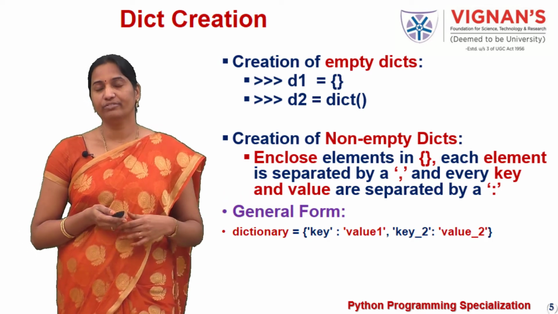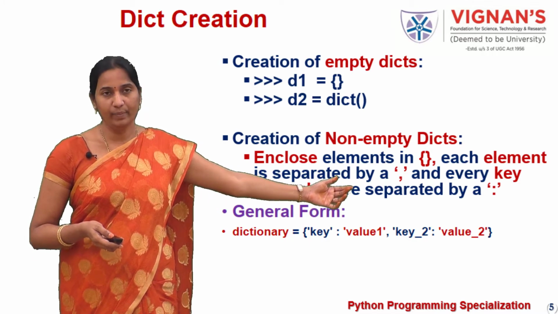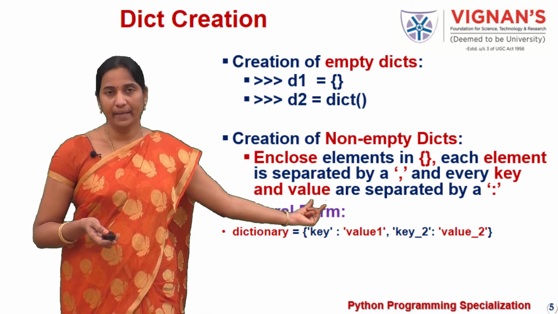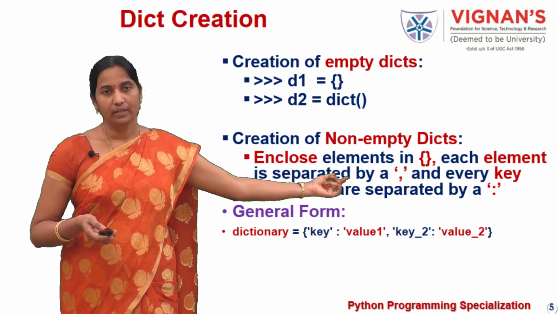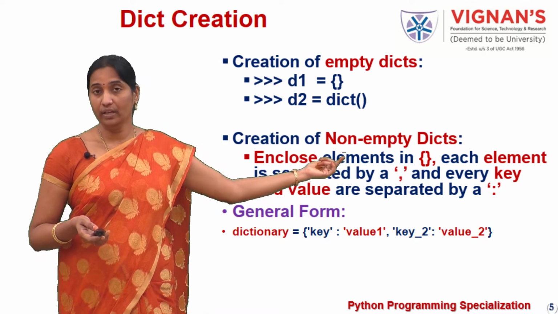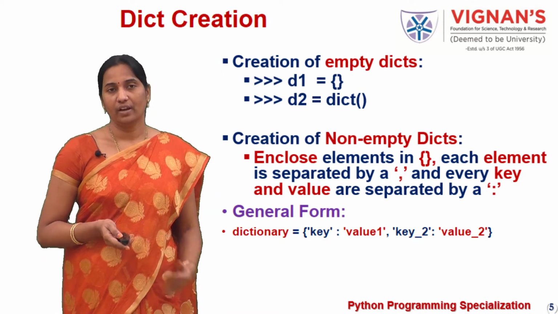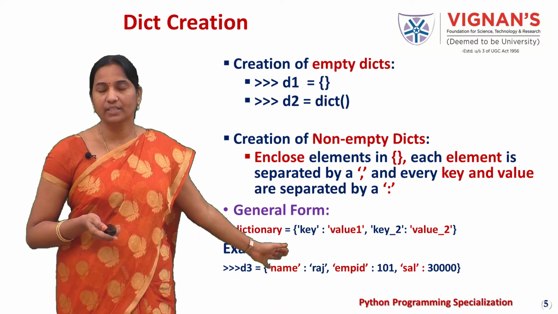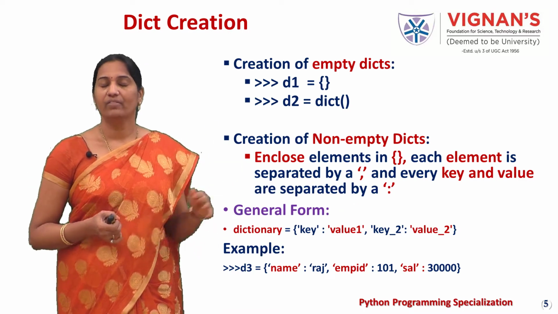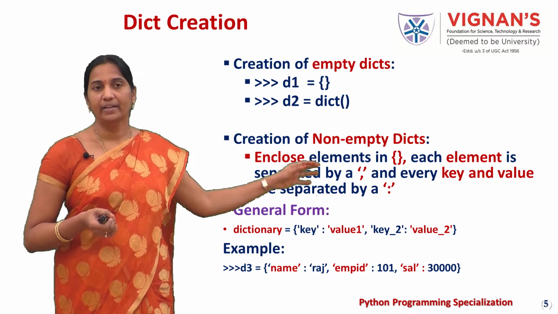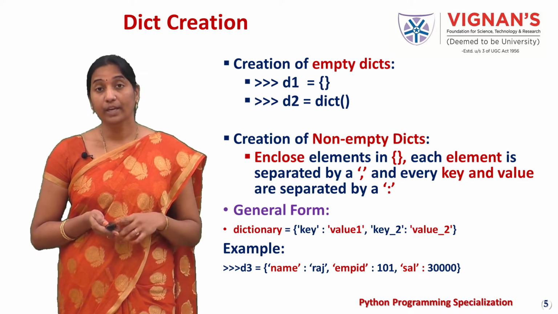This is the general form of the dictionary where the collection of elements are enclosed in curly braces, and every element is a pair of key and an associated value. So key 1 colon value 1, comma, key 2 colon value 2, comma, key 3 colon value 3, and so on and so forth. You can have any number of elements in the dictionary. Now here is an example. D3 is a dictionary with 3 elements where all the elements are enclosed in curly braces, every element is separated by a comma, and inside every element, the key and value are separated by a colon symbol.